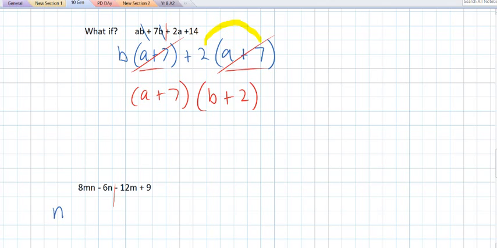Oh, yes, 2. But then how are you supposed to write that it goes into 8 4 times and 6 3 times? Good, so it goes into 8 4 times with an m, and 6, 3 times.